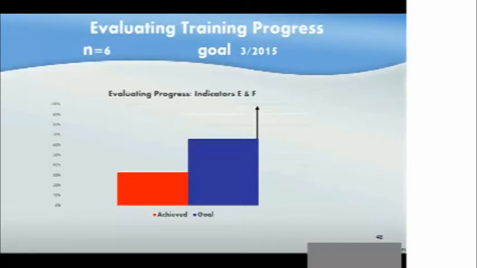Okay, evaluating progress. Evaluating our training progress. Remember, in our training in indicators E and F, we've achieved 33% of training in those indicators. But I'm looking at a goal. I'm looking at March 2015. And you know how you want to have a goal for the solutions that you're trying to put in place when you see a problem, when you're working on achieving higher.